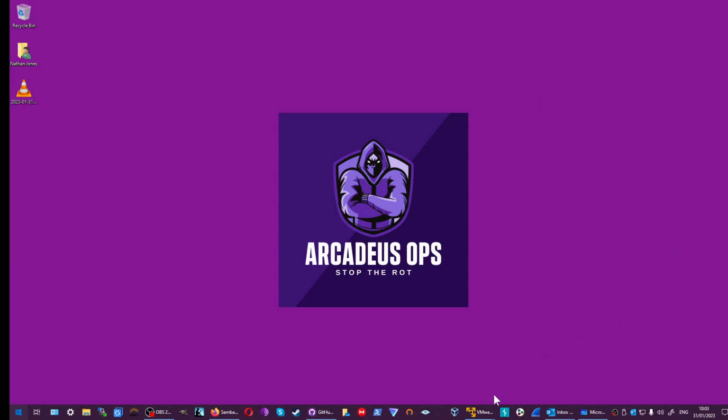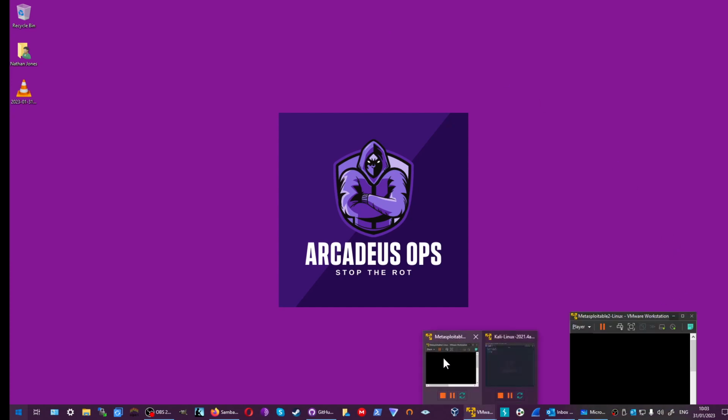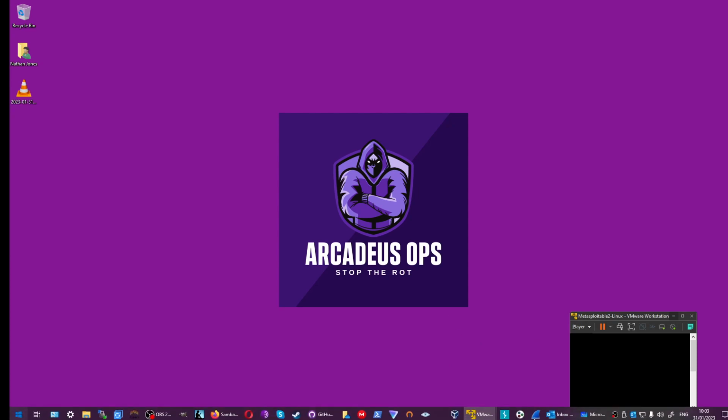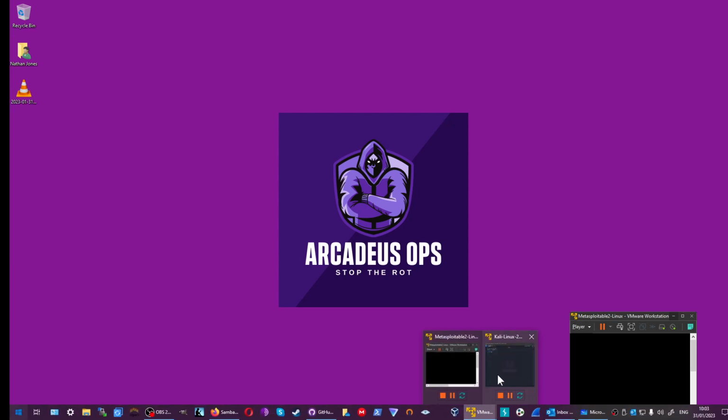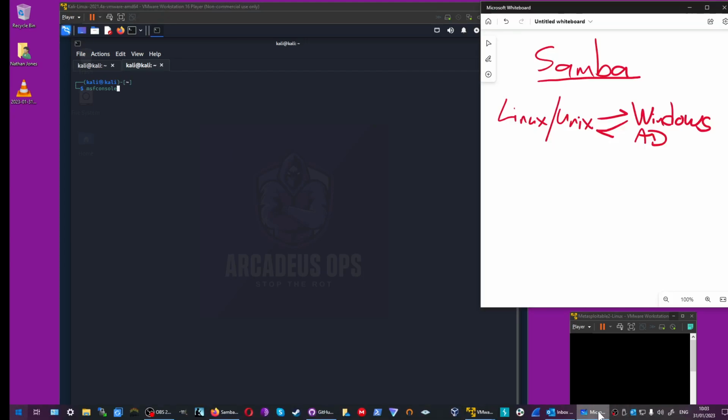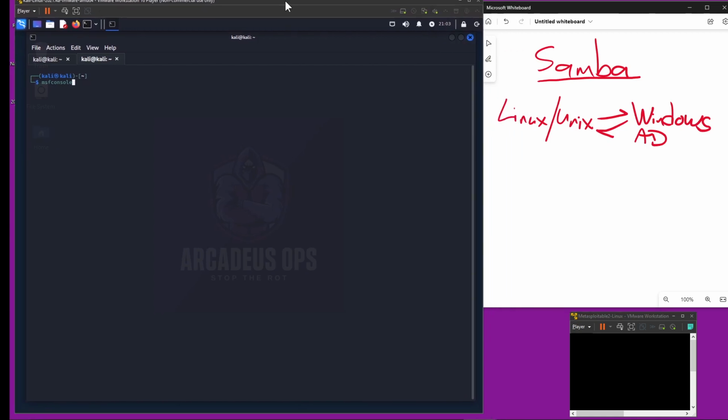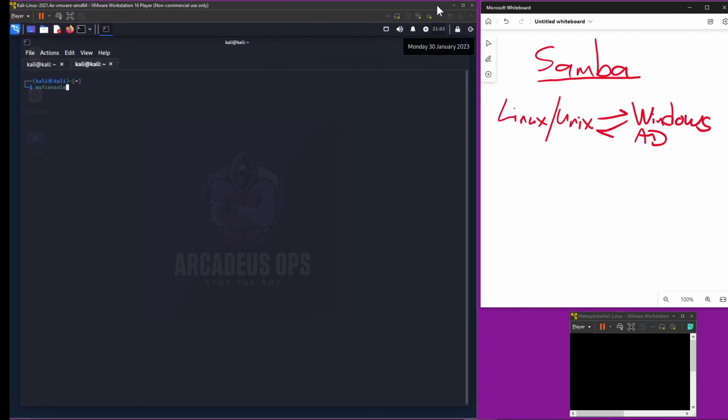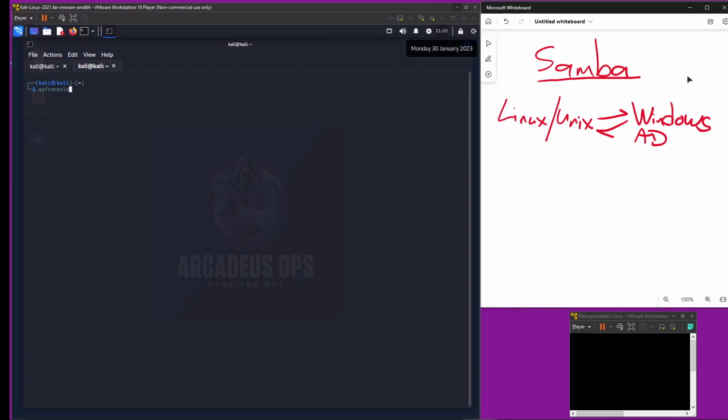Now I've got my VMs running, so I've got Metasploitable there, and I've got good old Kali Linux there. Alright, so today we're going to do Samba, and what we're going to do is try and exploit the Samba services running on my Metasploitable 2.